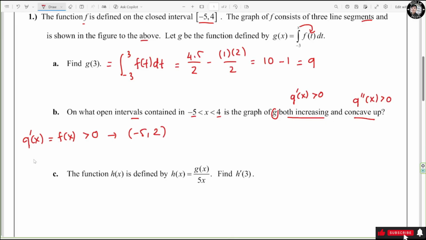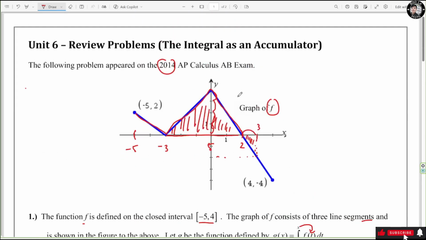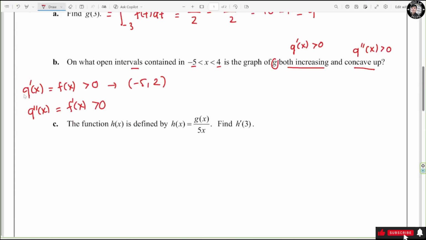Now next one, g double prime of s is actually f prime of s greater than 0. So we look at this interval, f prime of s greater than 0, which means the slope of the line should be positive. Only this one has a positive slope right here. It means from -3 to 0. So we have the interval from -3 to 0. Now we need to combine this guy and this guy. The final solution should be -3, 0.